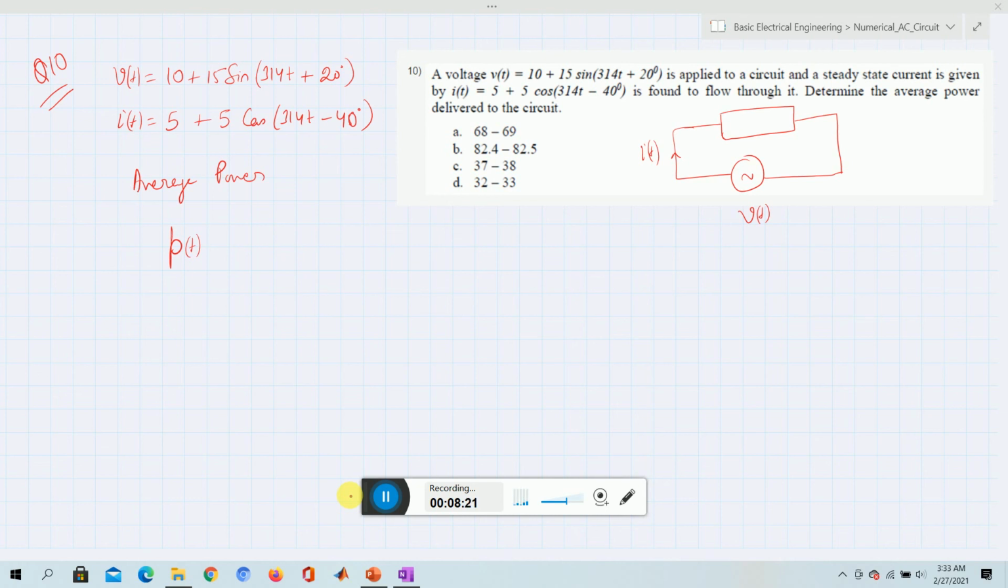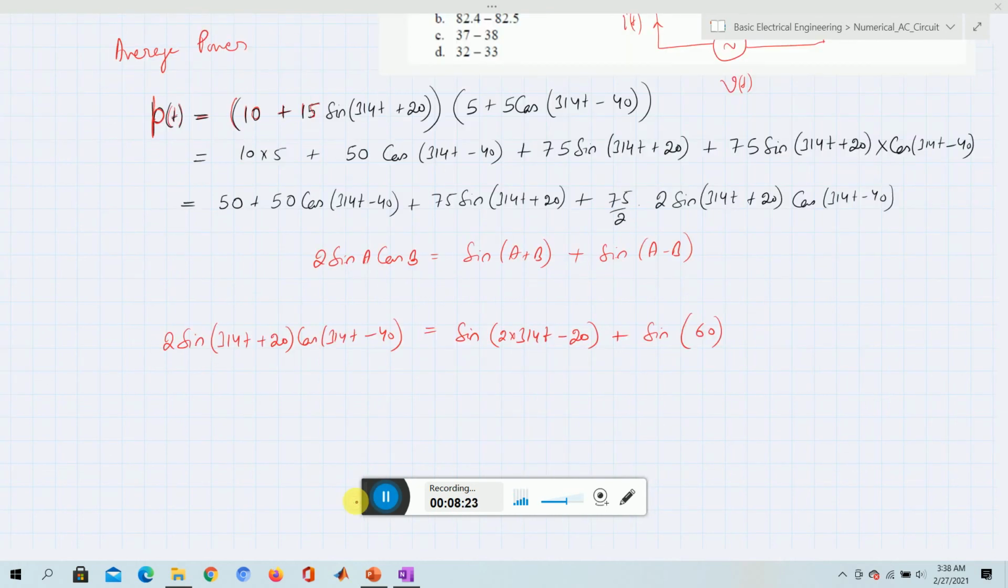So let us evaluate. We just multiply these two values, the voltage and the current value, and try to get an equation out of it. And what we get are the terms which are not multiplied with the sine and cosine. This is of importance, and here we get the multiplication of sine and cosine together. So these terms are written again.